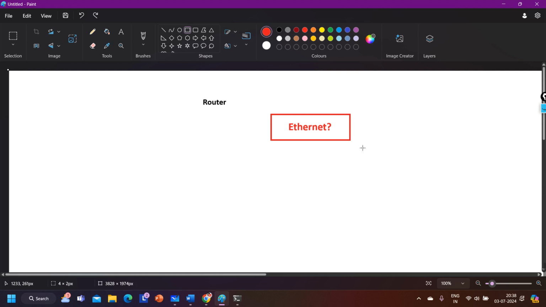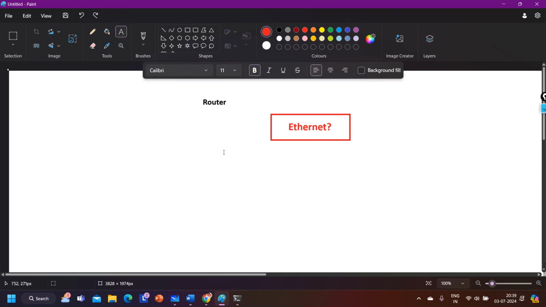Layer 2 connectivity. No, no, even we can connect to a router as well. Okay, Ethernet is a technology, guys. Very popular technology for LAN communication nowadays. For LAN communication, Ethernet is a very popular technology nowadays.